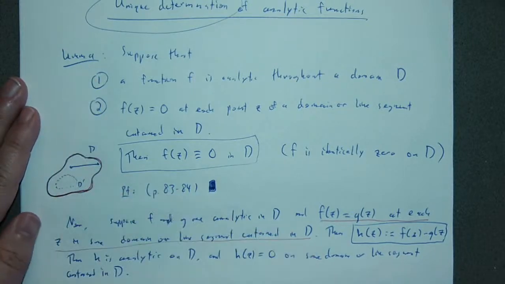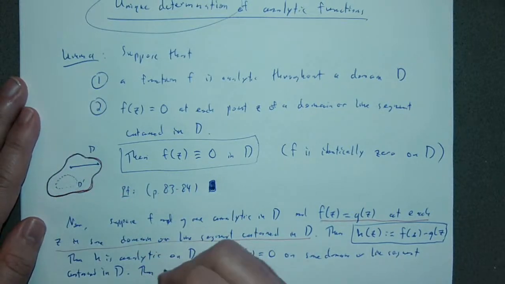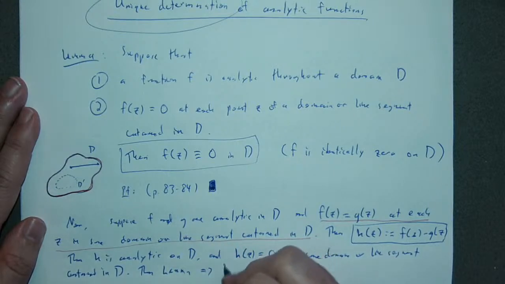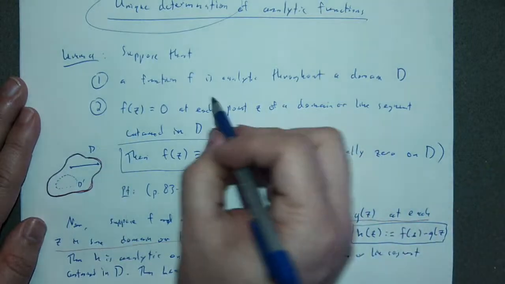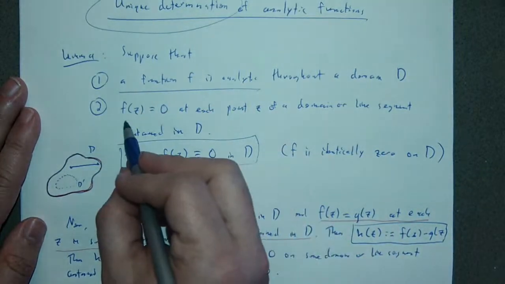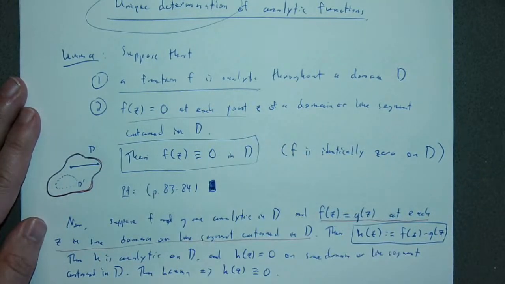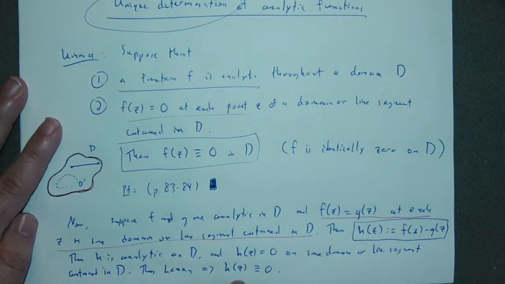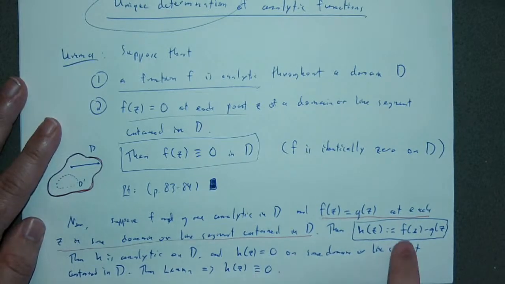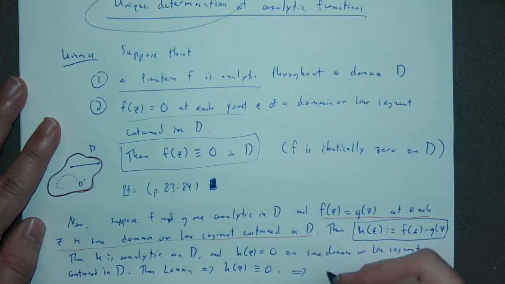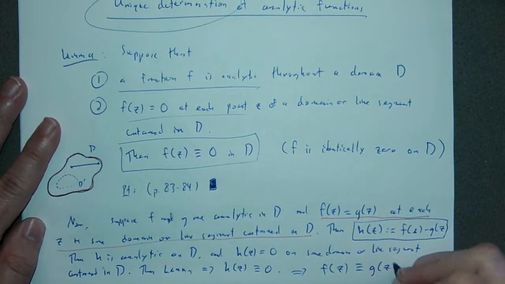But then by the lemma, this implies that h of z is identically 0, because it is analytic and it's 0 at each point in some subdomain or line segment contained in D. So it's identically equal to 0. But if h is identically equal to 0, then f is identically equal to g.